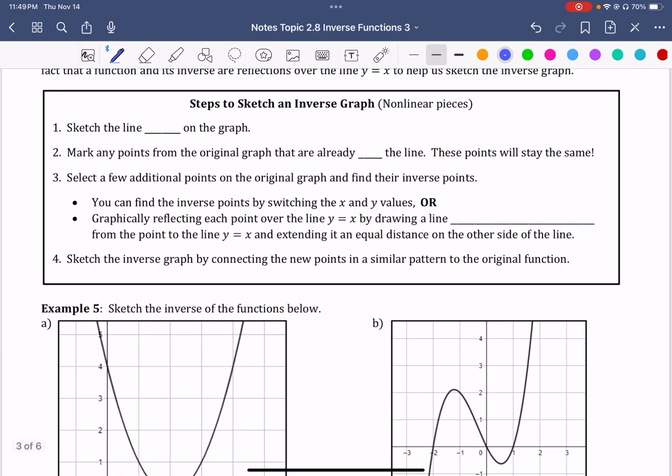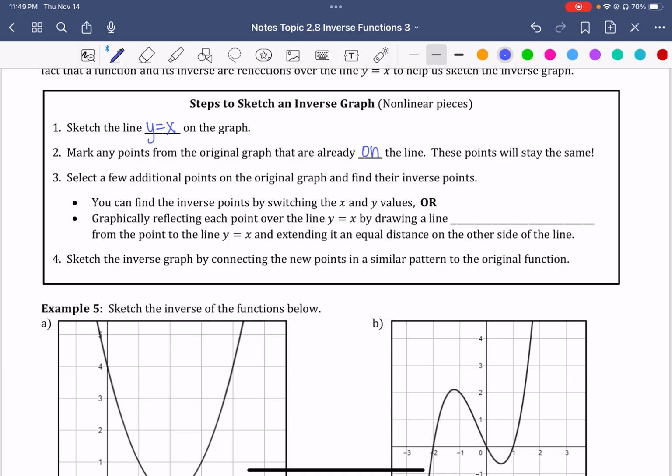So here are the steps to sketch non-linear pieces. First, you're going to sketch the line y equals x on the graph. Mark any points from the original graph that are already on the line y equals x. These points will stay the same. Select a few additional points on the original graph and find their inverse points.